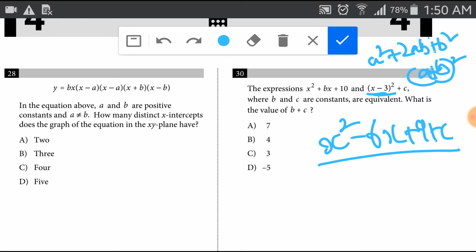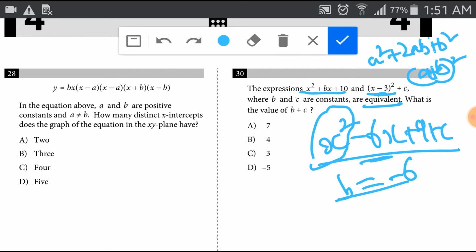Now we know this thing is equal to this thing. So all of the coefficients should be equal. The x squared terms, as you can see, are already equal. So this is a major hint. This lets us know that b here is negative 6. Why? Because the terms in x have to be the same if the expressions are equivalent.